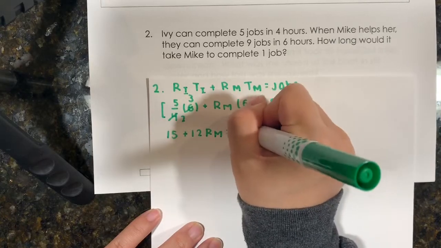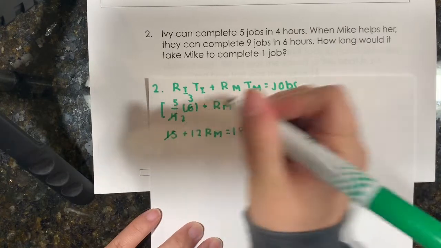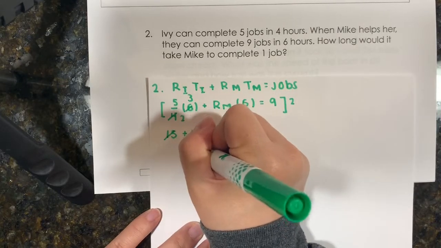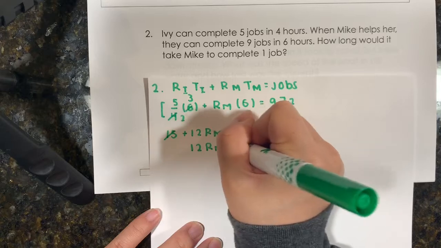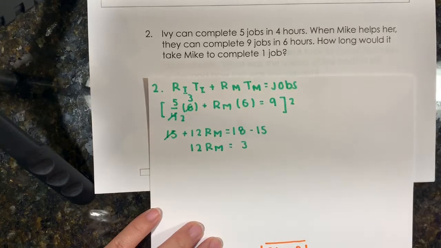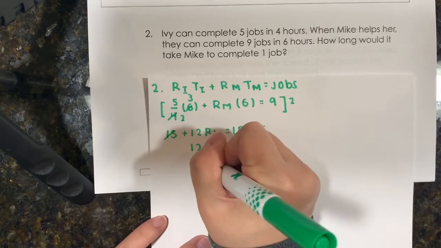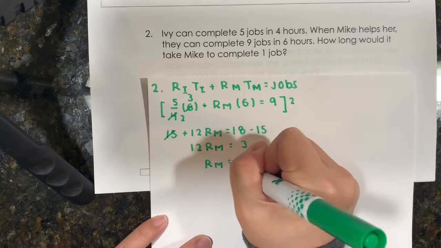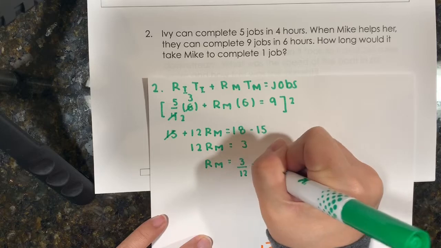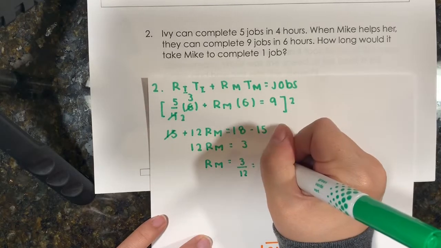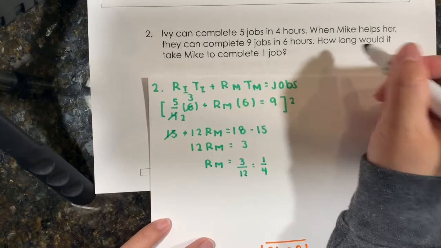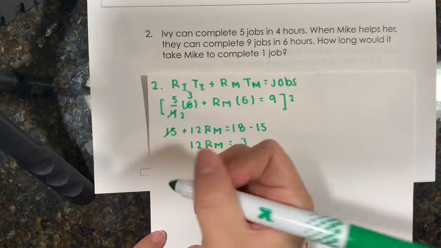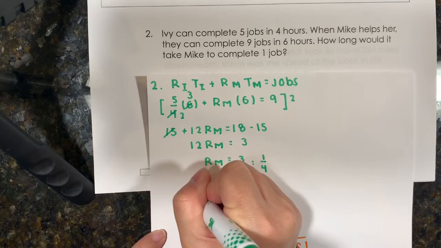equals 18. And we're going to move this to the other side. So we have 12 RM equals 3, which means RM is equal to 3/12, which is equal to 1/4. That means he can do 1 job in 4 hours. And it asks us how long would it take Mike to complete 1 job. Well, the answer would be 4 hours.